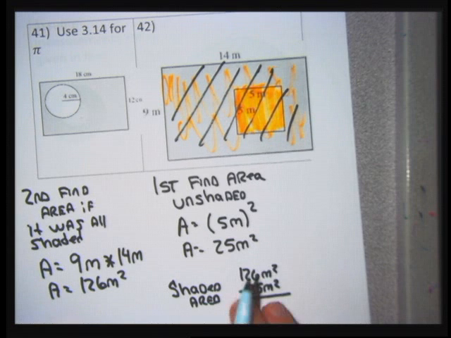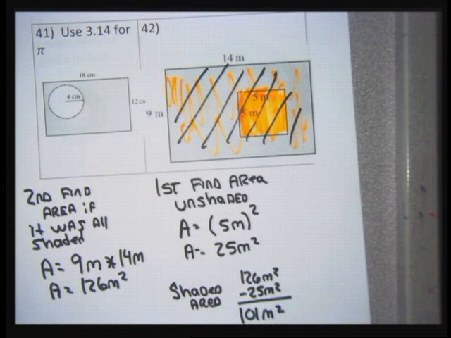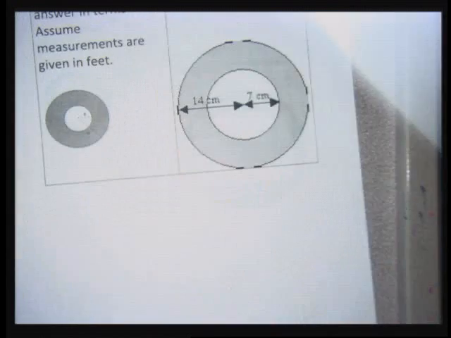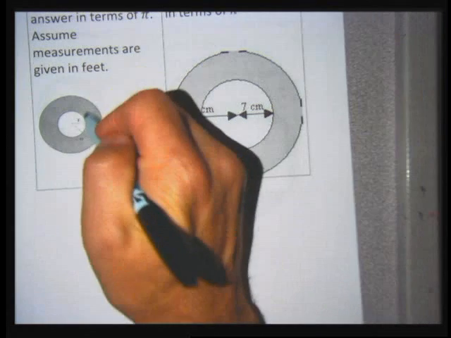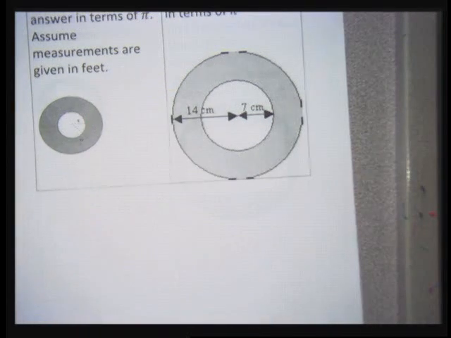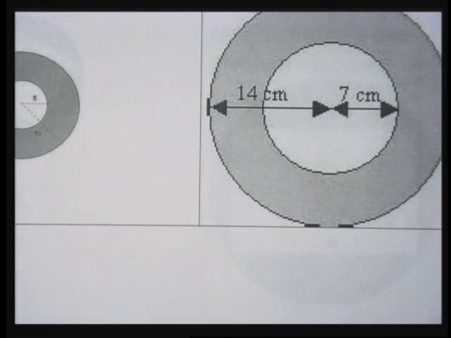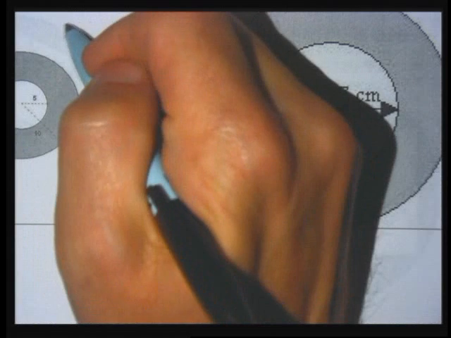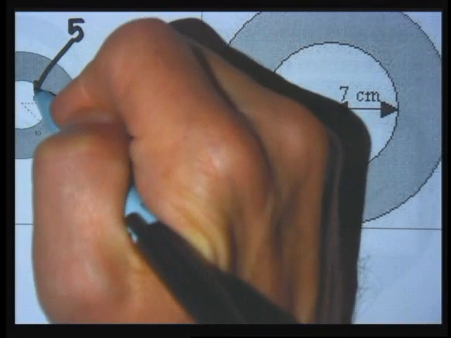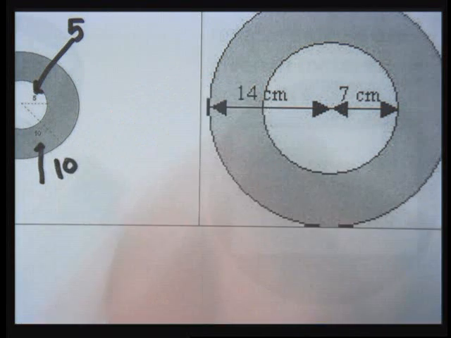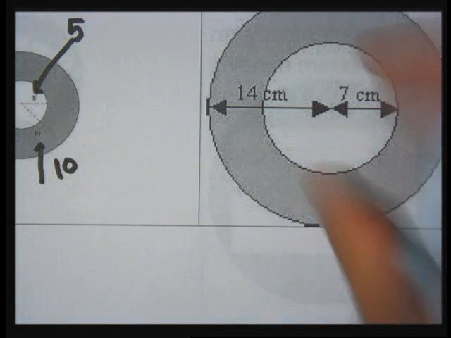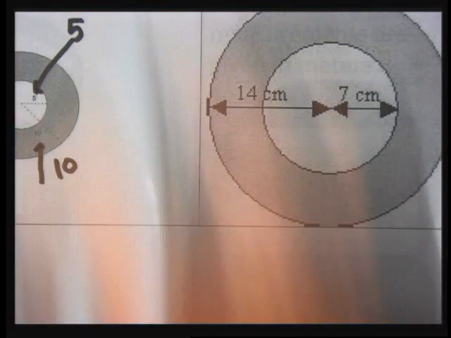For your problem number 41, it says when you're finding the area of the circle using the pi r squared formula, to use 3.14 for pi and round to 2 decimals. All right. On yours, you can't really see this, but I'll blow it up so you can see it. The inside circle has a radius of 5, and all the way to the edge, it has a radius of 10.